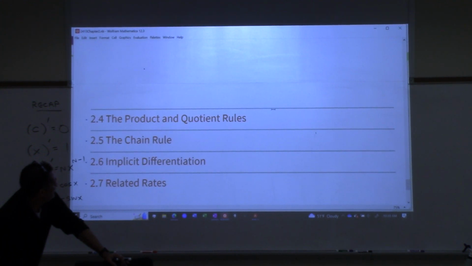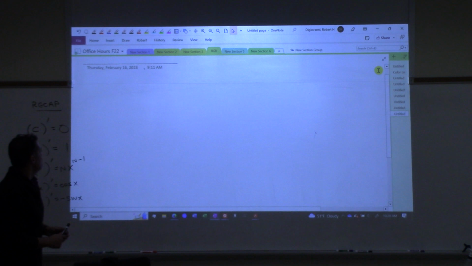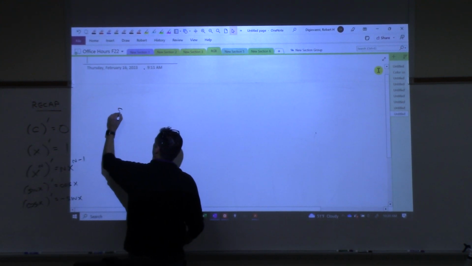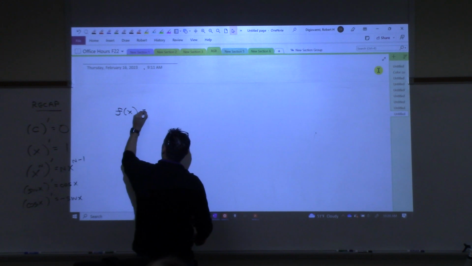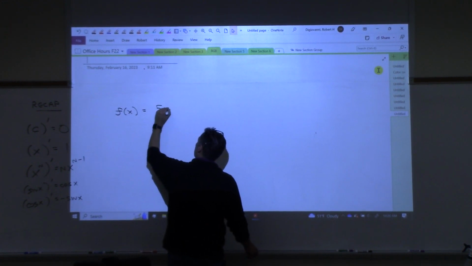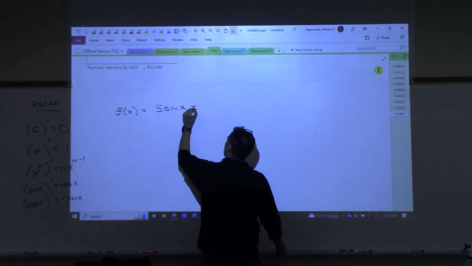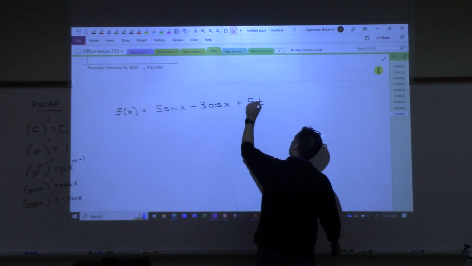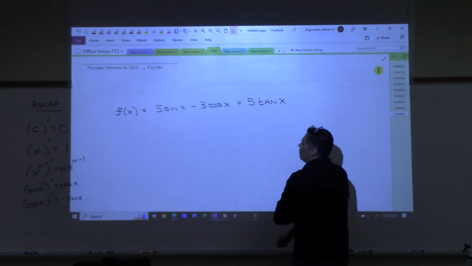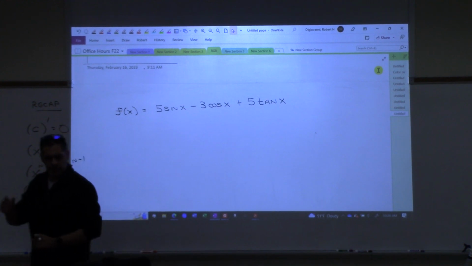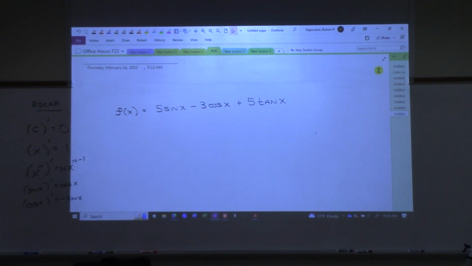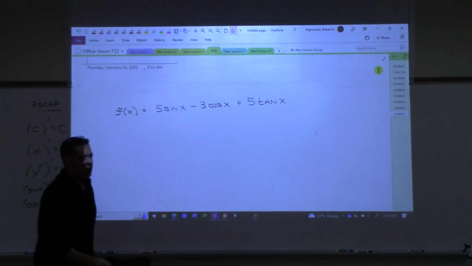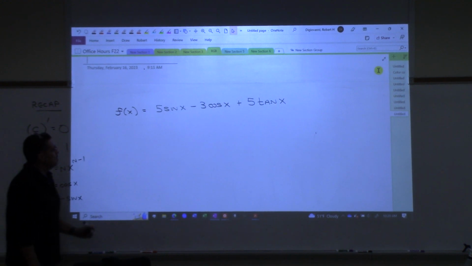See, those are the next 2 sections. Let's do this. Let's do an example here. Let's find the derivative of this function.